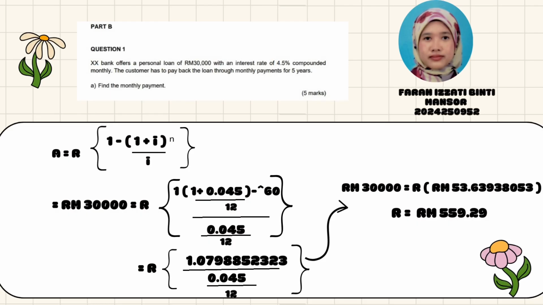Hi, so let's do the next question. XX Bank offers a personal loan of 30,000 ringgit with an interest rate of 4.5% compounded monthly. The customer has to pay back the loan through monthly payments for 5 years. A. Find the monthly payment.